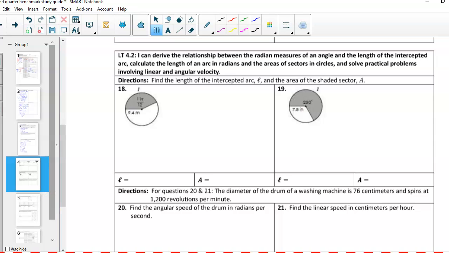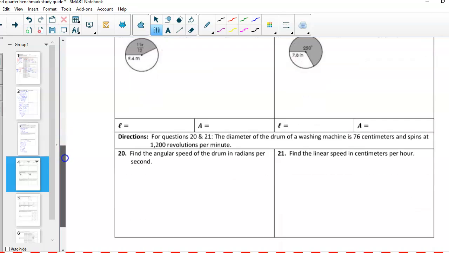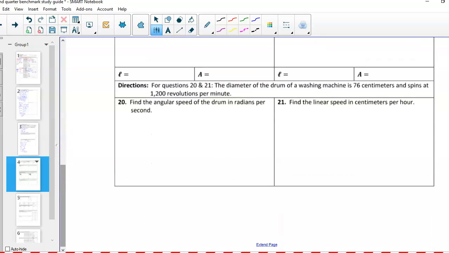Let's do 4.2. Isn't it just the angular and linear speed? 4.2 is different equations. It's arc length, area, and your angular and linear speed.